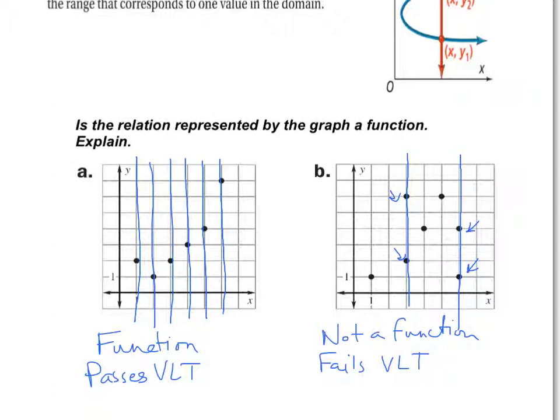So this is part 1 of section 2.1, relations and functions. Don't forget to take a look at part 2 as well. We start talking about function notation.